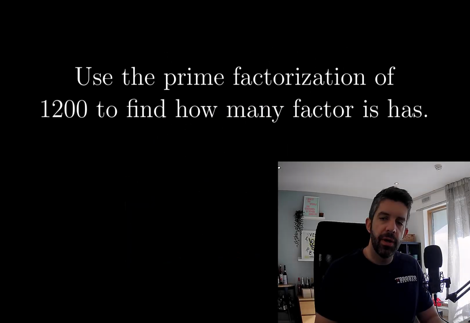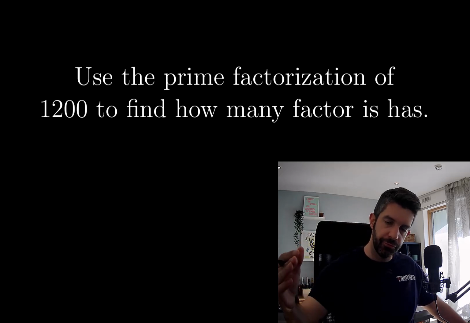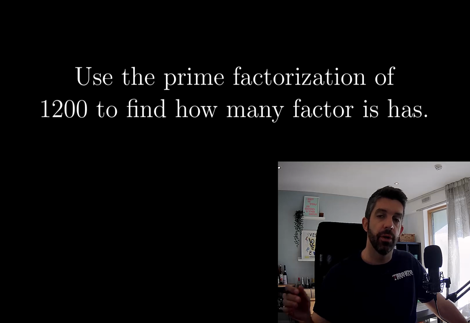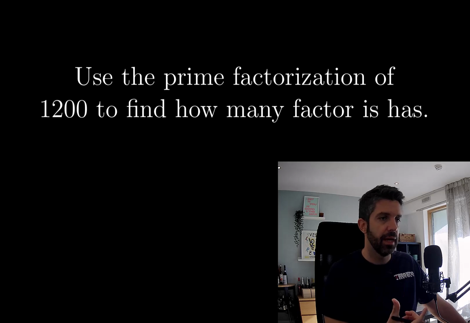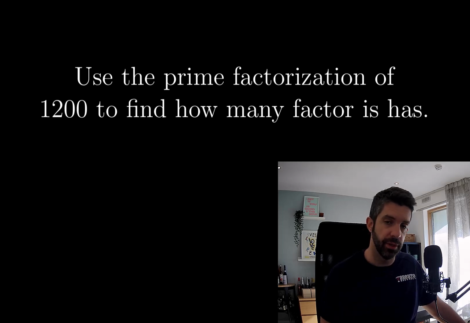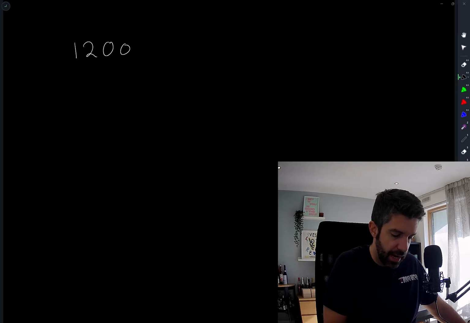Use the prime factorization of 1200 to find how many factors it has. Okay, so first thing I'm going to do here is write out the prime factorization of 1200. And then once you have the prime factorization, you can figure out the total number of factors by doing some operations on the exponents in the prime factorization.